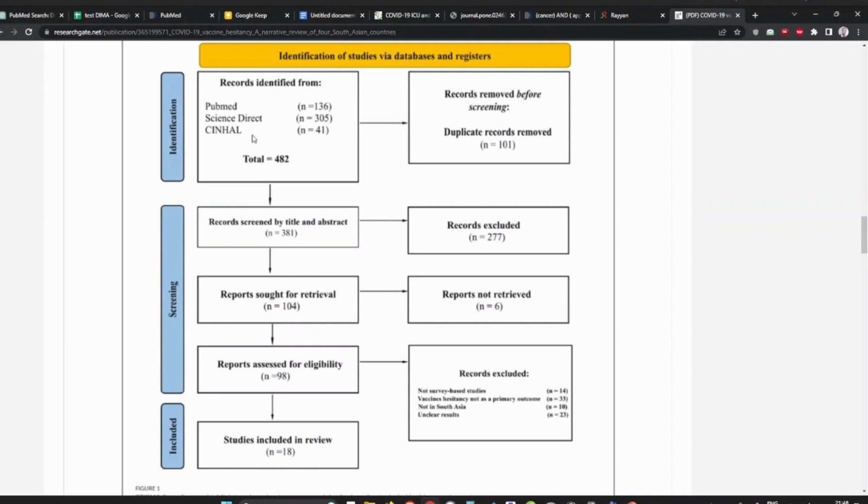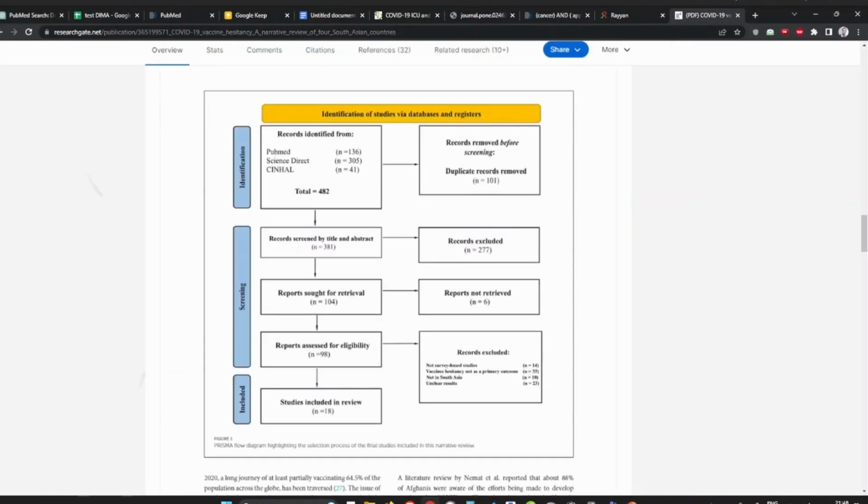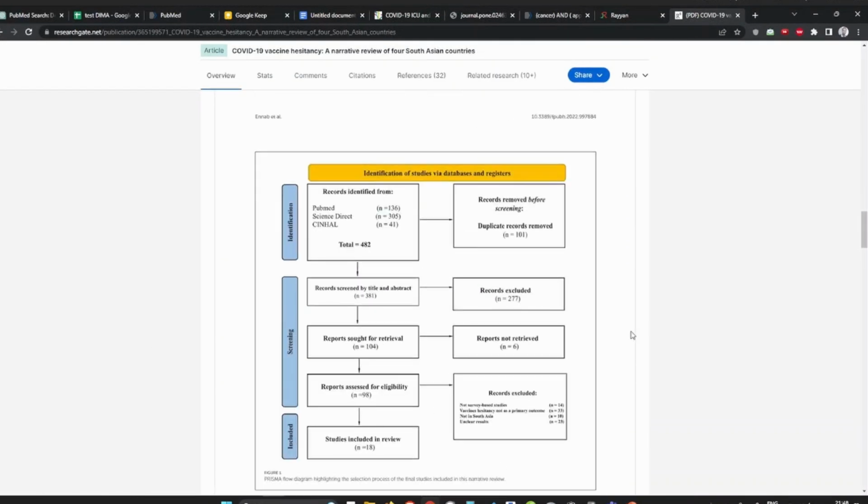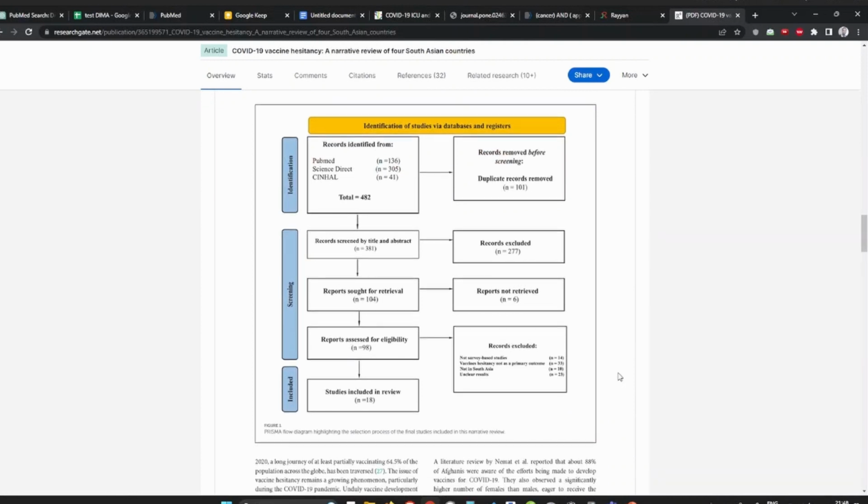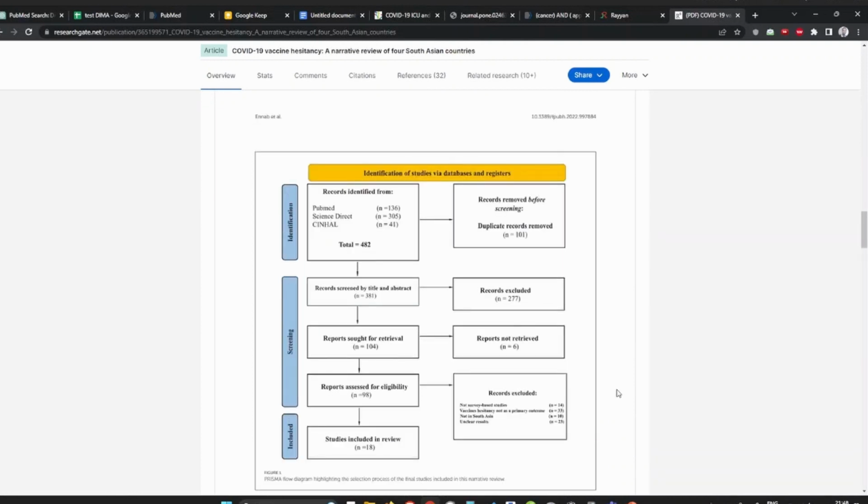So we have gone through the screening phase. This PRISMA diagram gives us a summary of the screening phase, starting from title and abstract to the full text. We collected our papers, we went into the screening phase, and we have a total of 18 papers now.